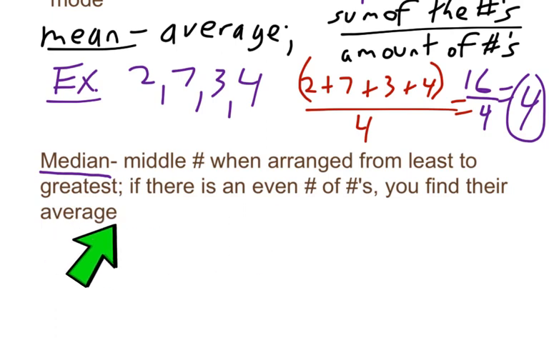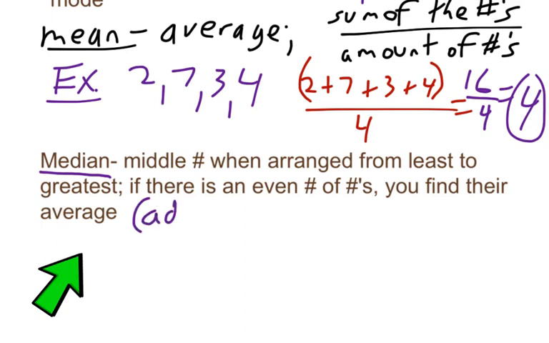If it's an odd number, it's just the middle number. But if it's an even amount of numbers, you find their average. And what I mean by that is you just add them and divide by 2. So add and divide by 2. Or add them and take half of it. That means the same thing.